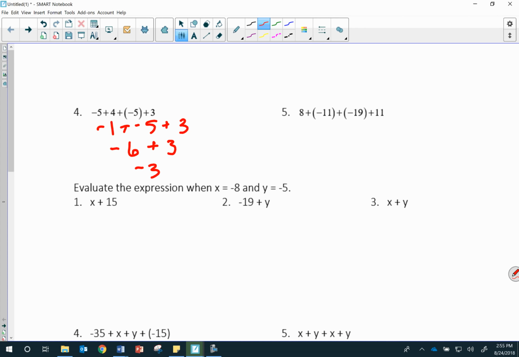Same thing with number 5. 8 and 11 are different signs. We're going to subtract 8 from 11 to get 3. Take the sign of the greater absolute value, which in this case is 11. So our answer would be negative 3 plus negative 19 plus 11. Negative 3 and negative 19 are both negative, so we simply add them and keep the sign to get negative 22 plus 11. Signs are different. We subtract 11 from 22 to get 11 and take the sign of the greater absolute value, which in this case is 22. So our answer is negative 11.